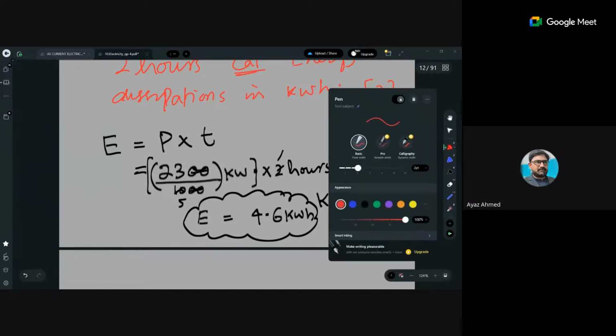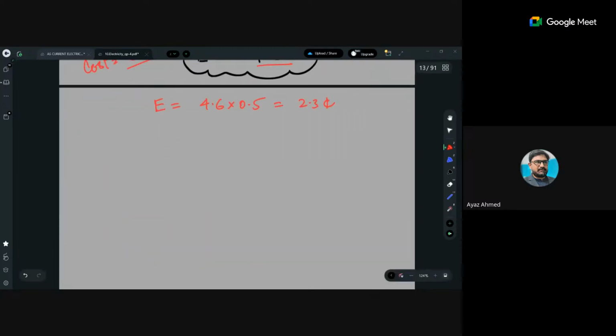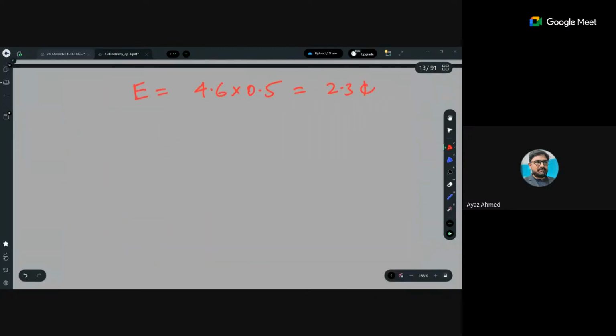Simply, if the cost of electricity is, let's say, 0.5 cents per unit, then what will be the electricity cost? That will be 4.6 times 0.5, so you would get 2.3 cents for that one. These types of questions can be regenerated. That's why I told you that you people have to generate some questions.